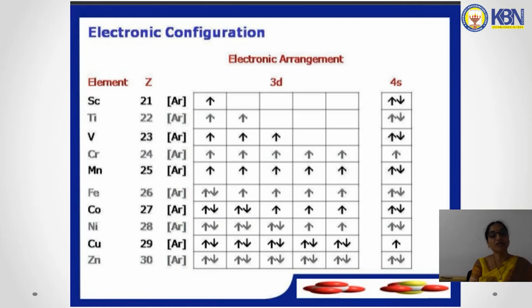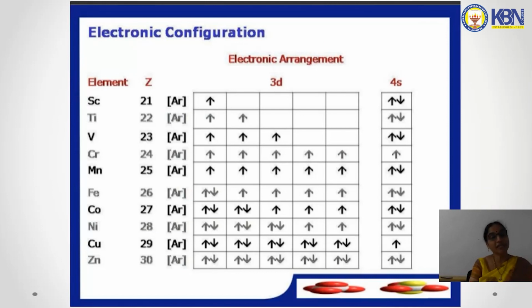Coming to chromium, we expect the configuration 4s2 3d4, but practically it is 4s1 3d5, because one electron from 4s goes to the 3d orbital, since half-filled or completely filled orbitals are more stable. To get a stable configuration, one electron from the 4s orbital comes to the 3d orbital. Both 4s and 3d are half filled and more stable, so chromium is practically 4s1 3d5.